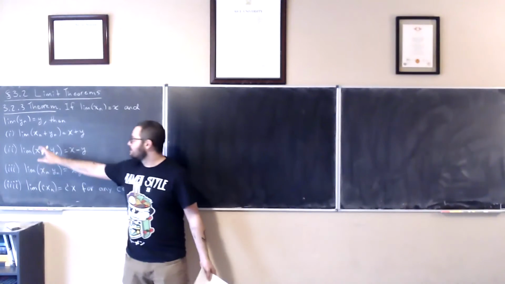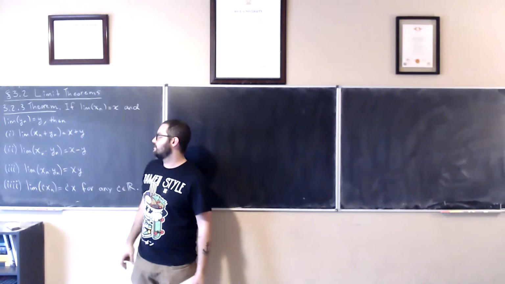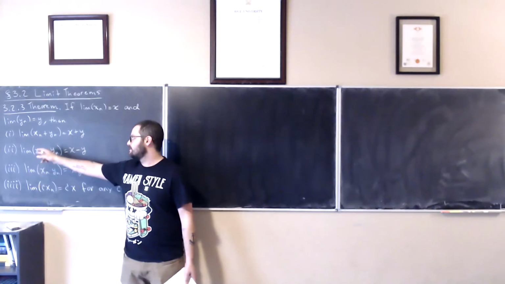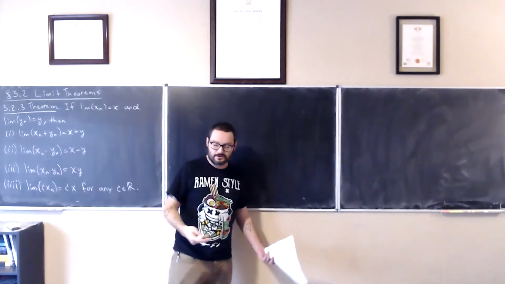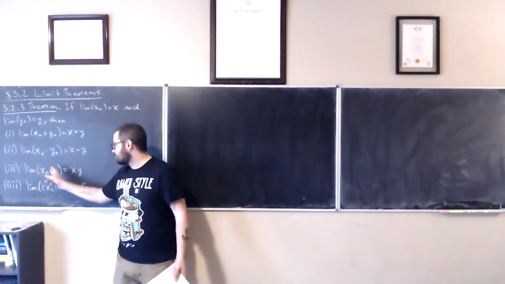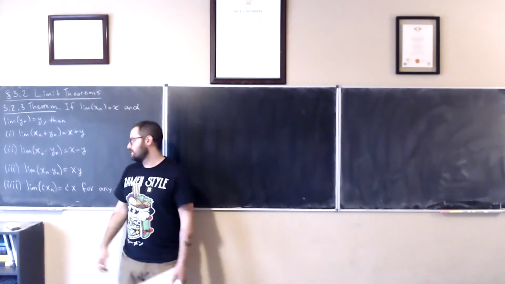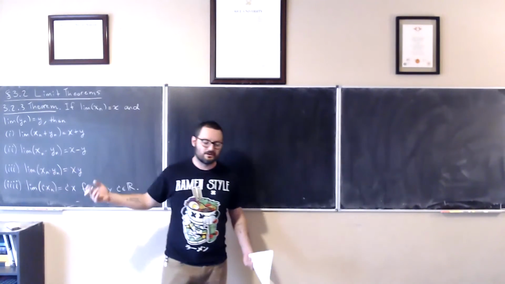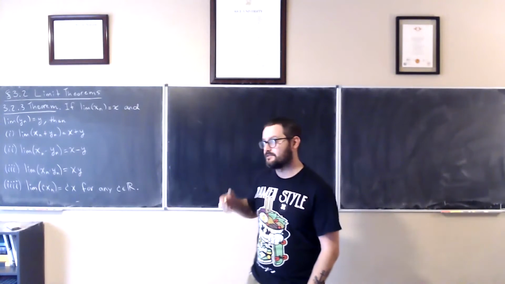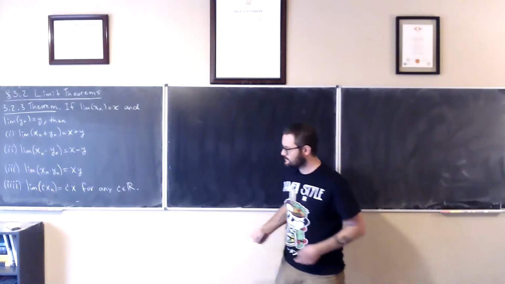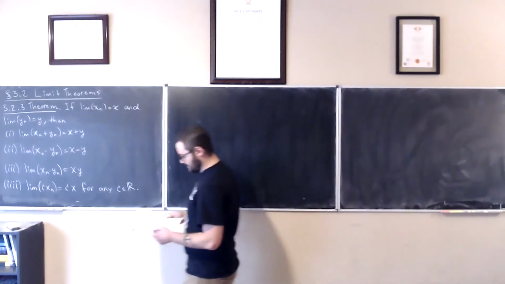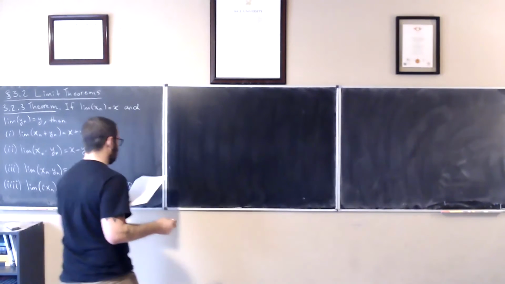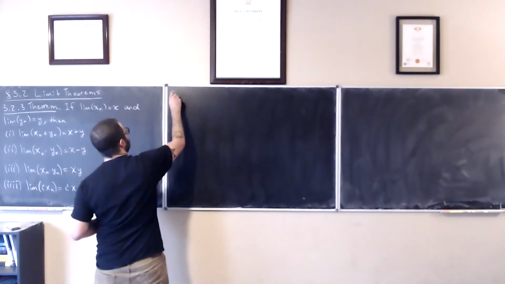So the limit of the sum is the sum of the limits. Same thing with subtraction. Limit of the difference is the difference of the limits. Limit of the product is the product of the limits. And the limit of a constant times a sequence is just this constant times the limit of the sequence. So we're going to walk through these proofs. So here's the proof of the first part.